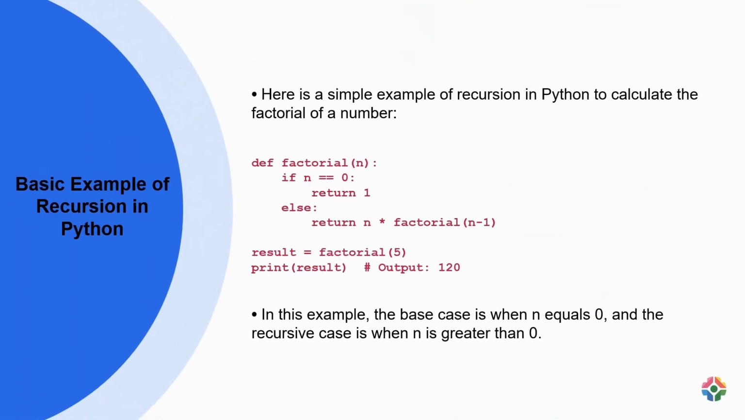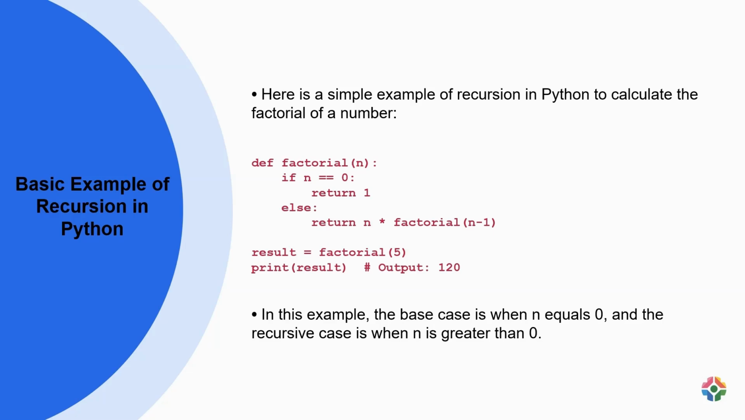Recursion is a programming technique where a function calls itself in order to solve smaller instances of the same problem. The provided Python code demonstrates recursion by calculating the factorial of a number. In the code snippet, the function factorial(n) recursively calculates the factorial by multiplying the current number n with the factorial of n-1 until it reaches the base case of n equals 0, where it returns 1.